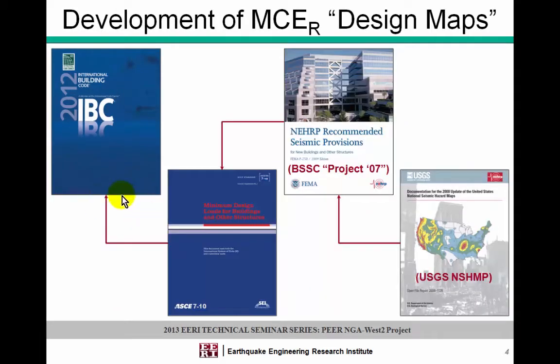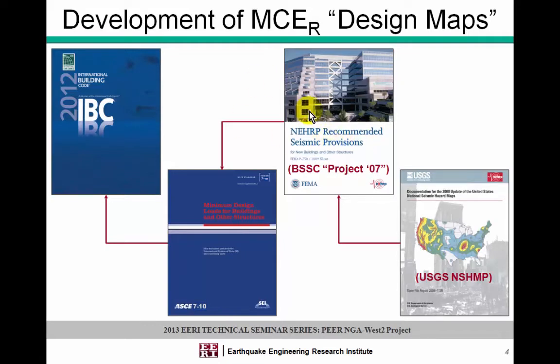This slide is sort of serving as an acknowledgement for the long process and the many people involved in developing the MCER maps. Starting on the bottom here, the USGS in 2008 came up with a new hazard model, led by Mark Petersen. But it was really the Building Seismic Safety Council, Project 07, chaired by Charlie Kircher, that came up with a way of taking the USGS hazard model and deriving from that maps that are going ultimately into the International Building Code for design purposes.